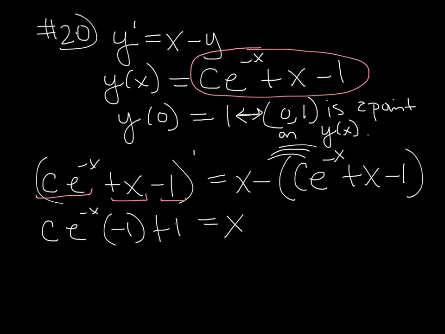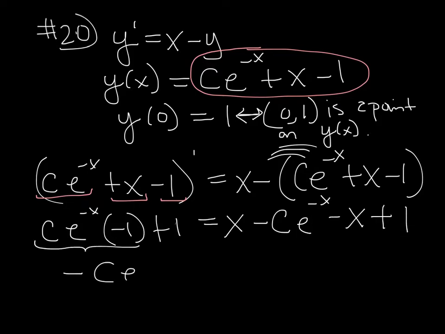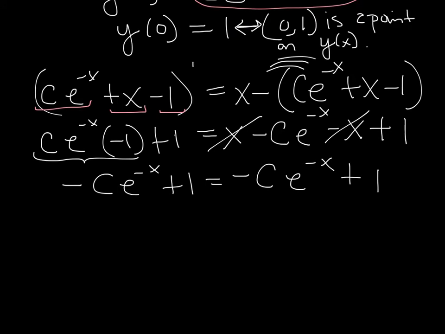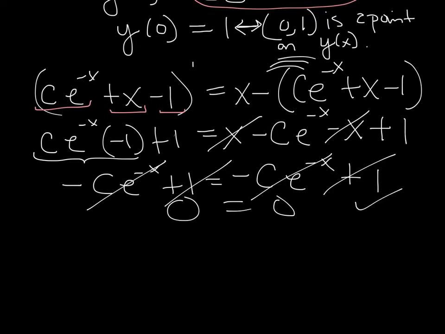So it's really just changing the sign: minus c e to the negative x minus x plus 1. And this is negative c e to the negative x plus 1, equals, this is nice because that's gone, negative c e to the negative x plus 1. Notice that the left-hand side and right-hand side are exactly the same. Or if you wanted to, add c e to the negative x to both sides, and they're gone. So yes, you verified that this function is a solution, or it satisfies the differential equation.